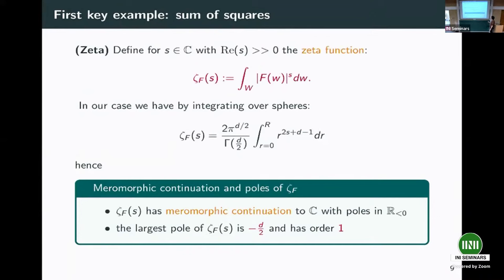Here's another thing that you can do with such a real analytic function: you can define a zeta function. For s a complex number with real part big enough, you can look at this function. It will always make sense for any s with non-negative real part, but we are interested in what happens when s becomes negative. In the sum of squares, you can integrate over the spheres where the function is constant, and you get a formula like this. Looking at this formula, you see that this zeta function always has a meromorphic continuation, which is very easy in this case. The poles are all real and negative, and in particular the largest pole is minus d over 2, and it has order 1.